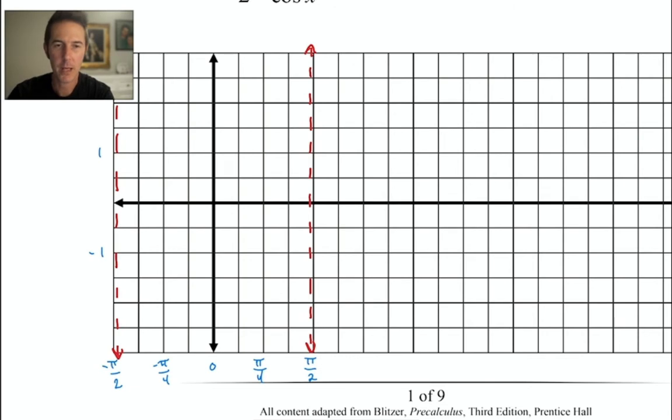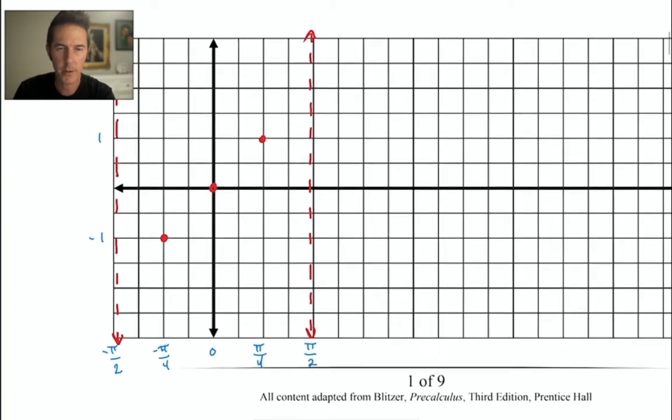Next, let's plot our 3 actual points. So at negative pi over 4, we're plotting negative 1. At 0, we're plotting 0. At pi over 4, we're plotting a y value of positive 1. And then we're going to sketch this curve into here.